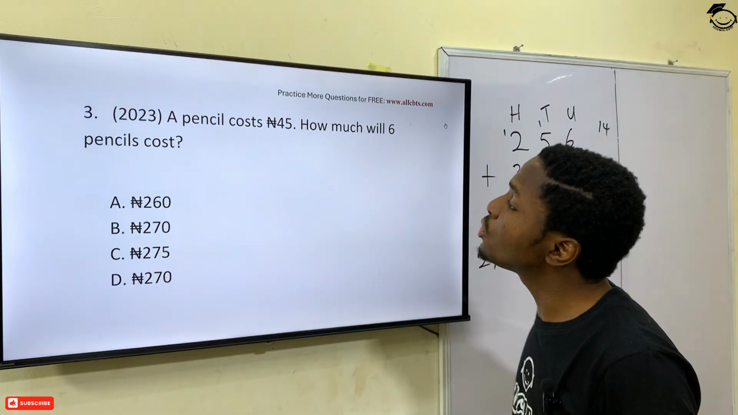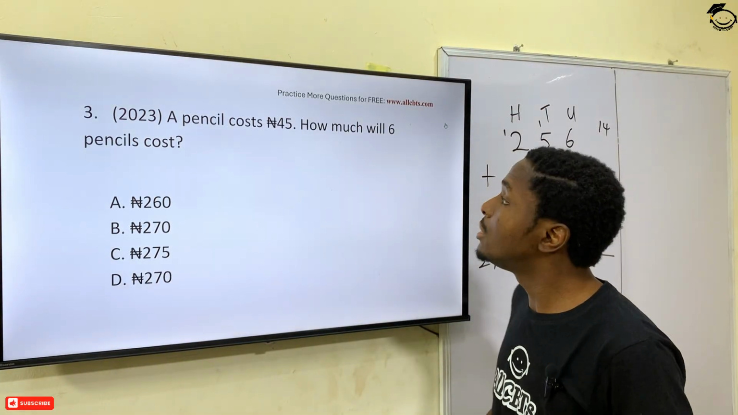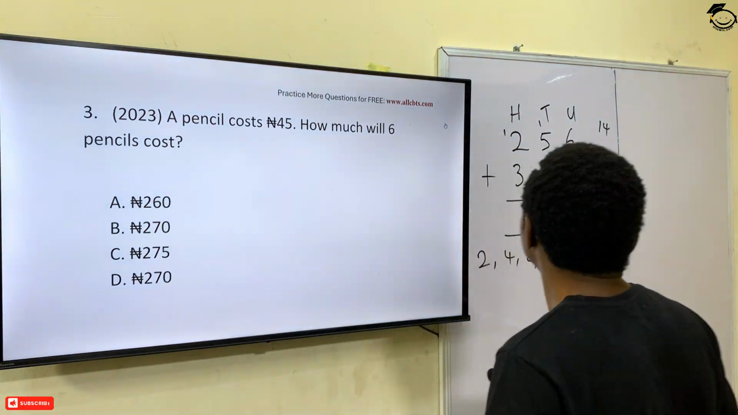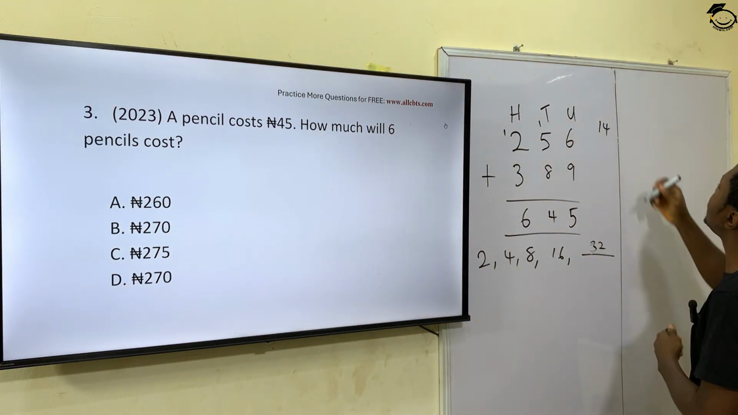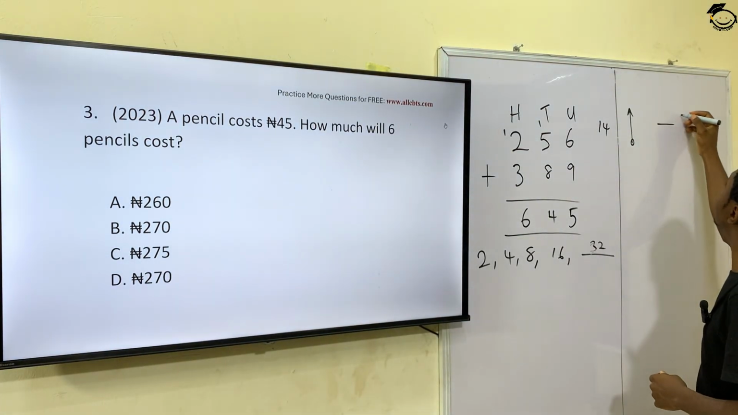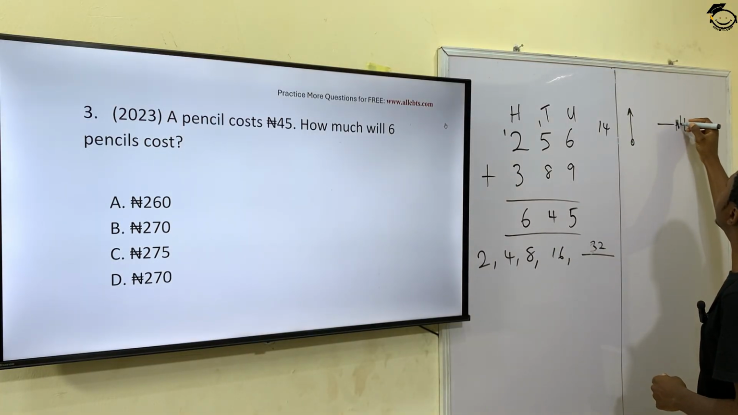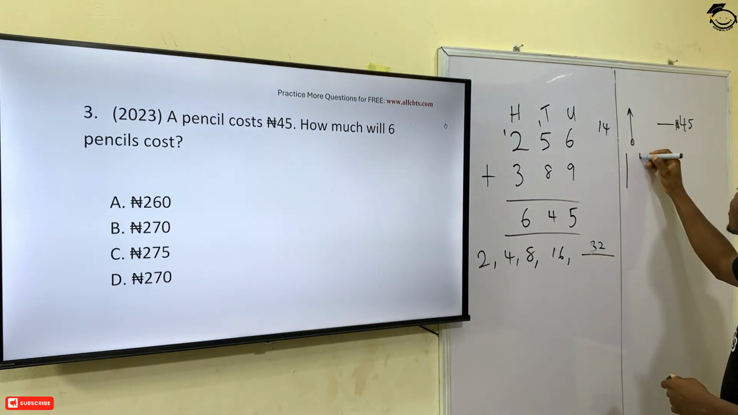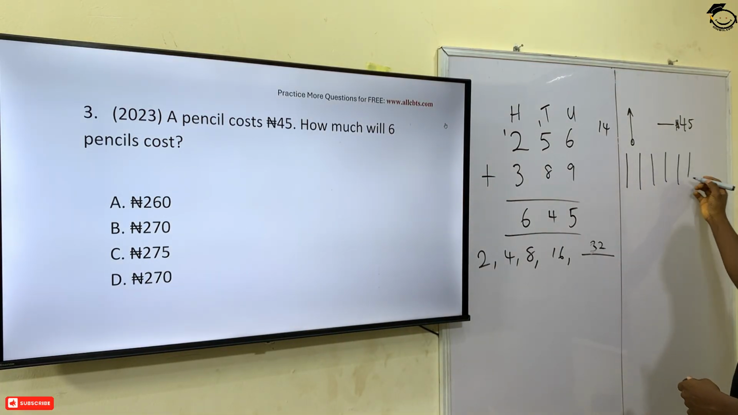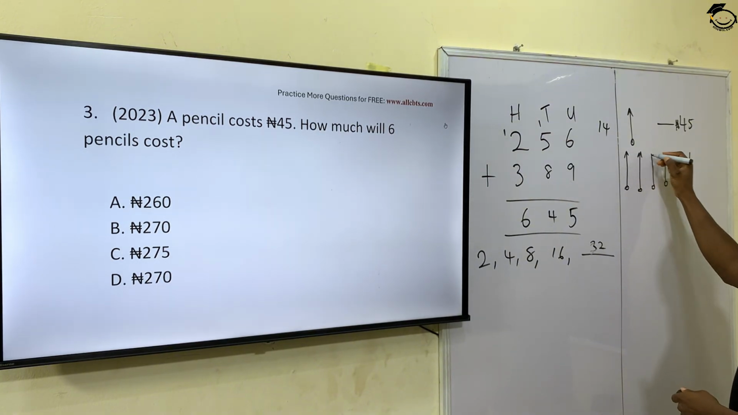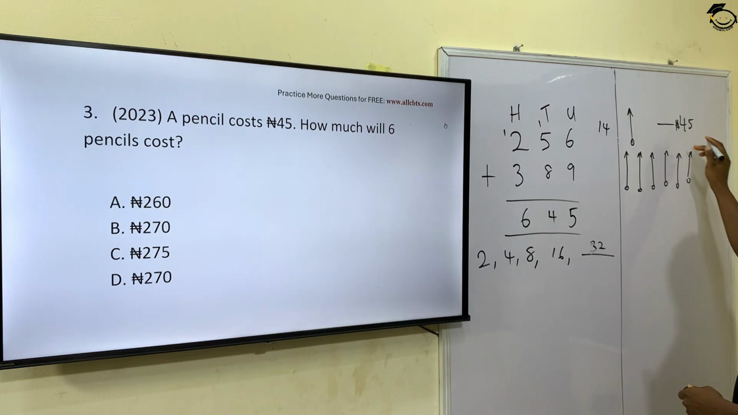Now question 3, from the year 2023. A pencil costs 45 naira. This is the naira sign. How much will 6 pencils cost? So here, this is a pencil. One pencil costs 45 naira. So 6 pencils will cost what? We now have 6 pencils. So let's say these are our 6 pencils, right? If one pencil costs 45 naira, what will 6 pencils cost?